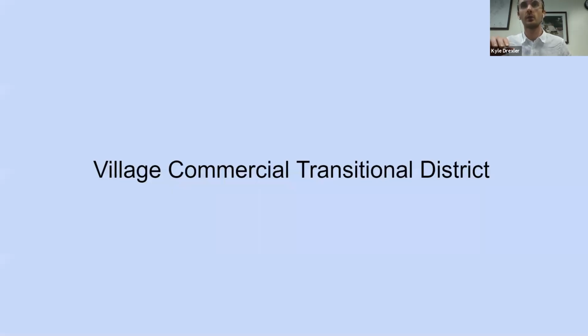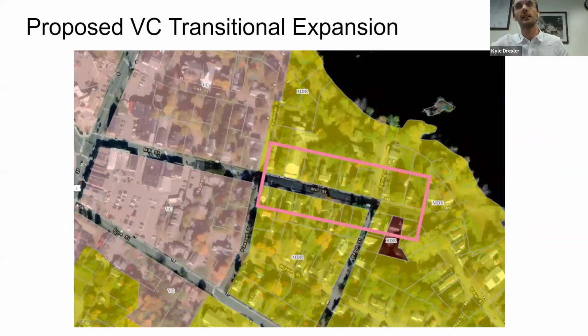So moving on to the new piece here is the village commercial, what I call transitional district. Obviously, the name can change, it can be whatever we want to call it. But the whole idea is to expand the village commercial on a conditional basis. So if you look at the map, this is Main Street over here, and then Mill Street. Right now, the village commercial ends at Pleasant Street. So the idea behind this would be to extend the village commercial down to the end of Mill Street, where it turns into Water Street, for those lots fronting on Mill Street.